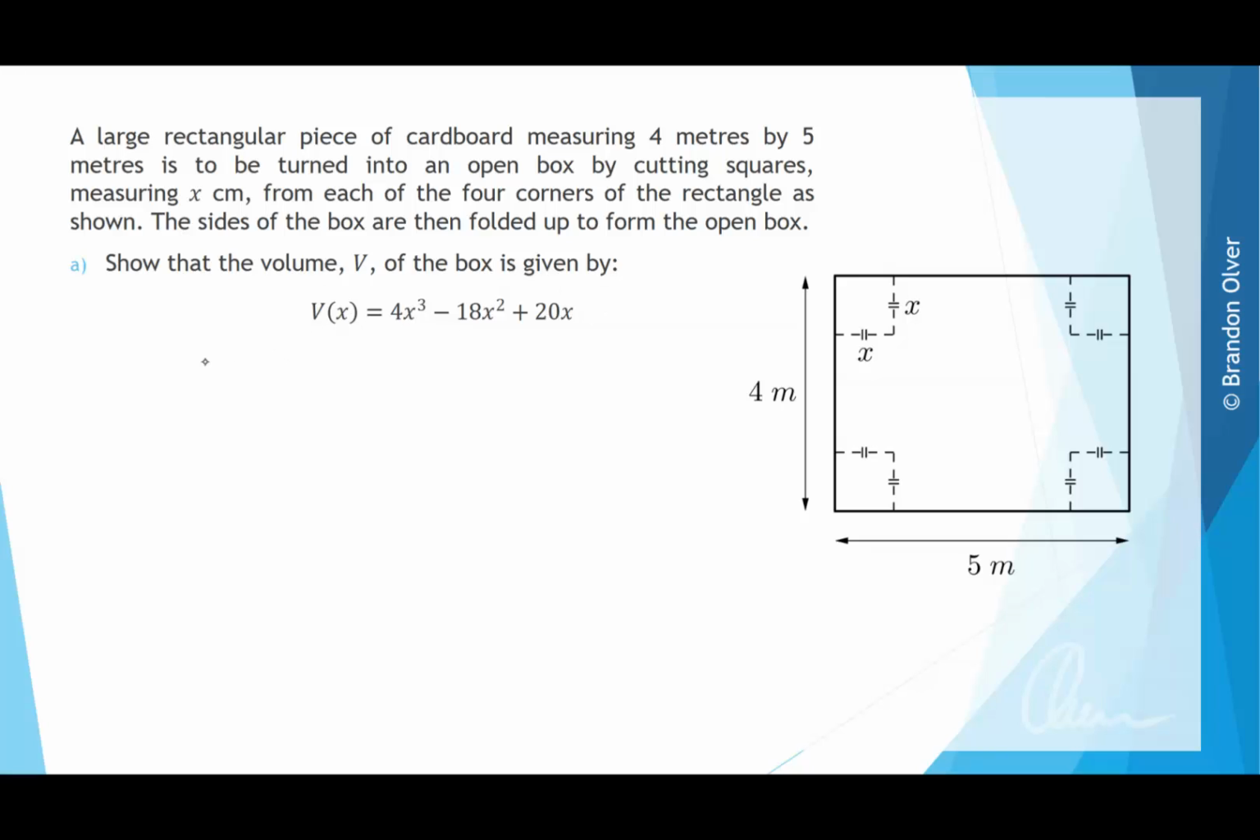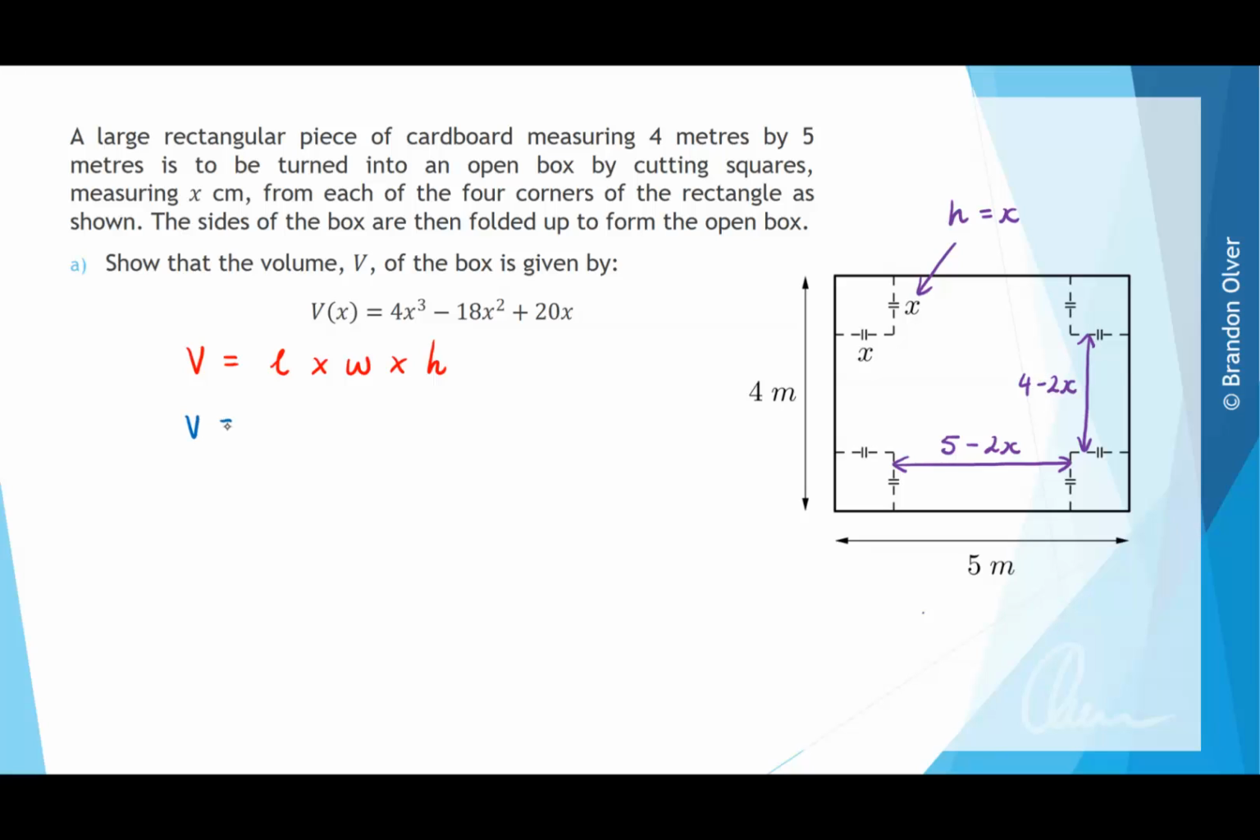So the first thing we need to do is remember that the volume of a rectangular prism is equal to the length times the width times the height. So for our box, the height is equal to x. We then have the length of the box, which might sit here as being 5 meters, and then we subtract 2x from both sides because we cut x centimeters out from each of the corners, which means that the length is 5 minus 2x. And this here may be the width of the box, which would be 4 minus 2x.